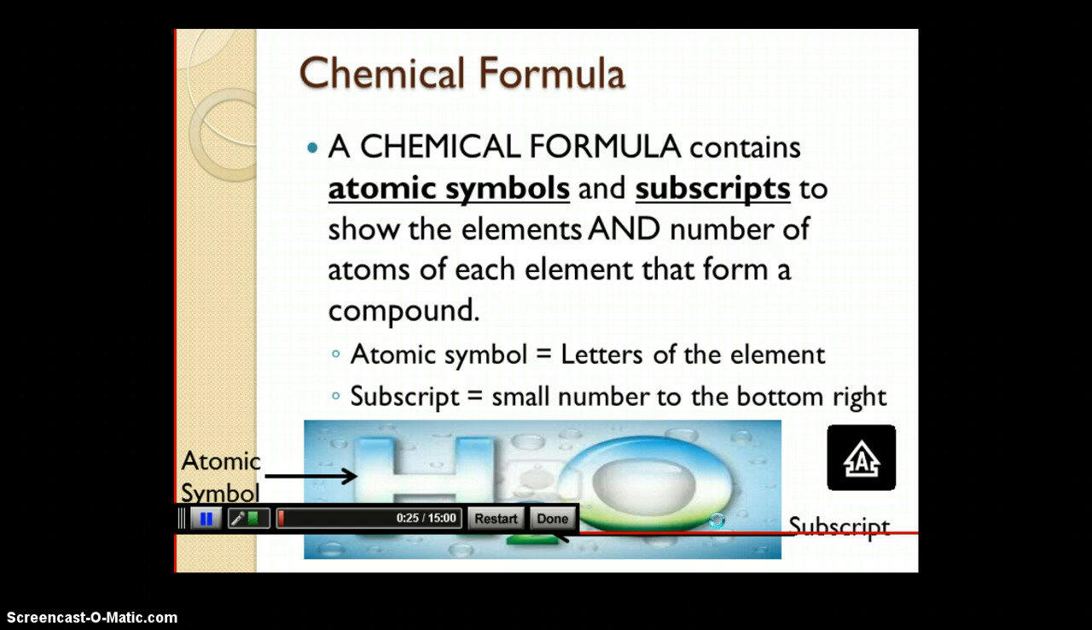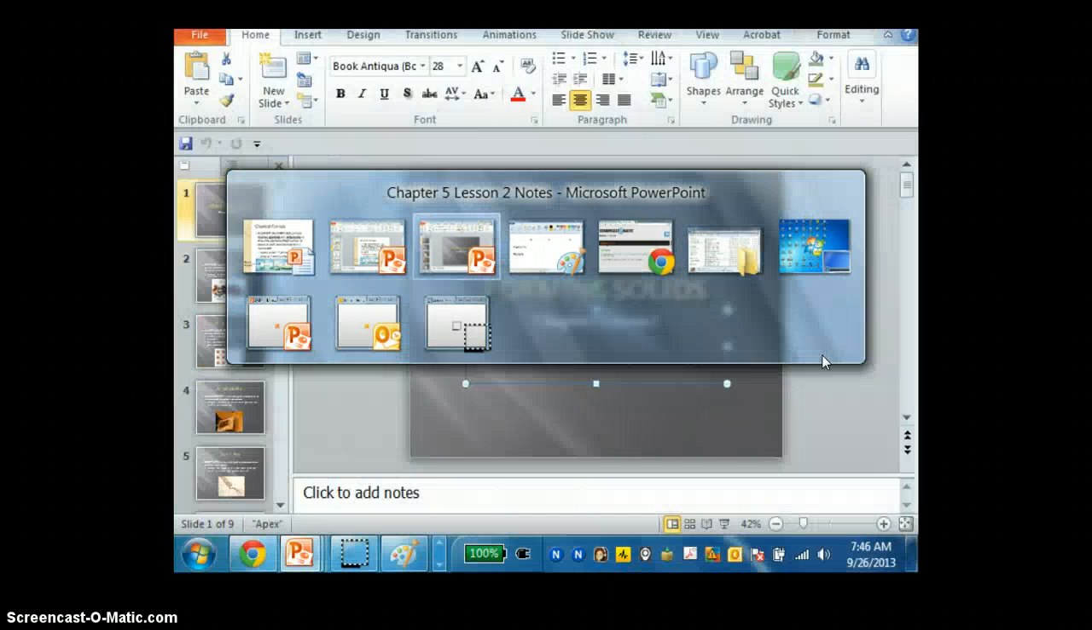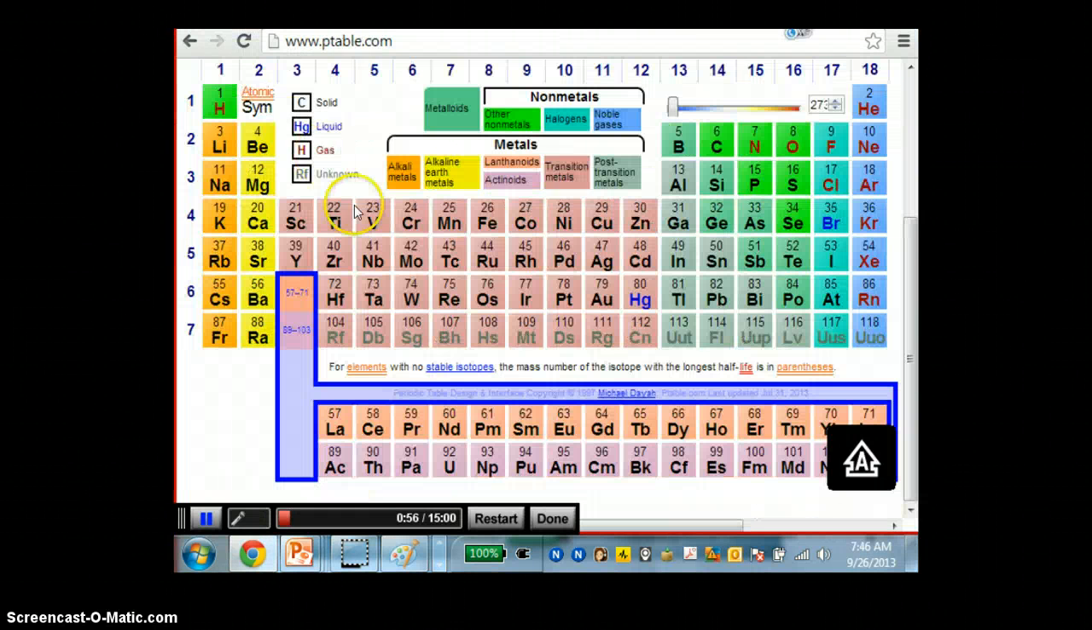Okay, so chemical formulas, that was on your test too, where it asks you how many symbols there are, how many total atoms there are, and all that kind of stuff. If it's asking you how many symbols, it means count how many atomic symbols there are. How many elements are there? Not how many total atoms there are, but how many total elements. And the atomic symbol is the letters of the element. So if you get a question on the test asking you how many elements there are, you're looking for the letters of the element.